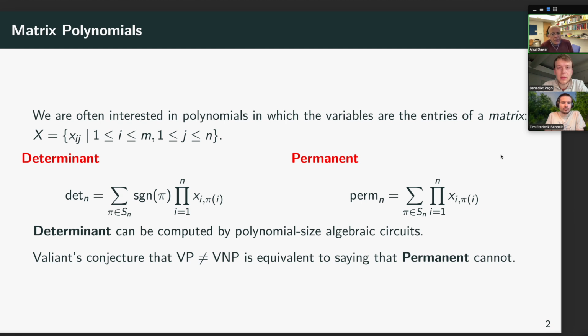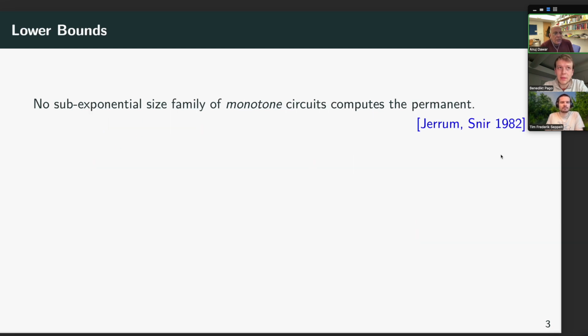And Valiant's conjecture that VP is different from VNP, sometimes called the algebraic equivalent of the P versus NP question, is equivalent to saying that the permanent cannot be computed by polynomial size algebraic circuits. To establish this conjecture, people have looked at establishing lower bounds on the complexity of the permanent, and while general lower bounds are out of reach, people have looked at restricted notions of circuits to try and establish unconditional lower bounds for restricted notions of circuits.